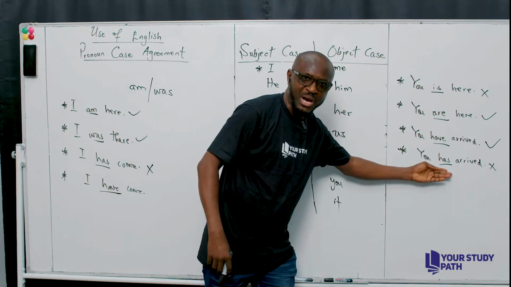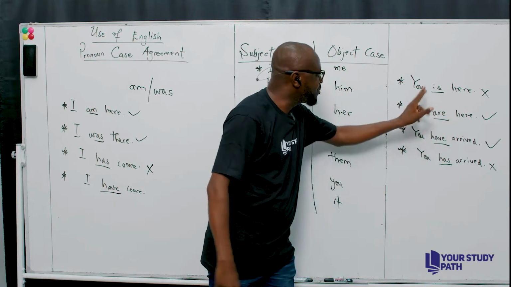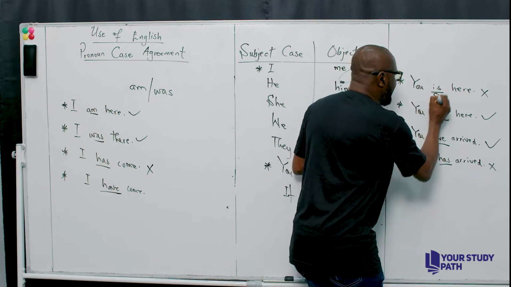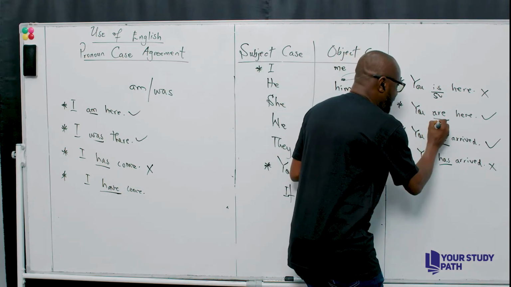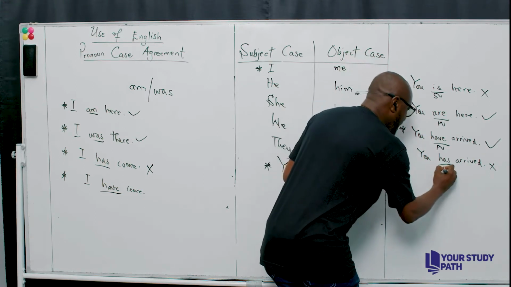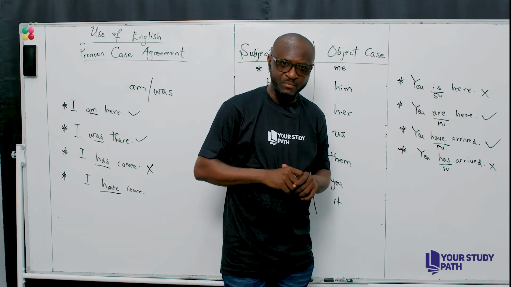We can't say "you has arrived." Wrong. "You have arrived." Correct. "You are here." Correct. "You is here." Wrong. So "is" is an SV, that's singular verb. "Are" is PV, plural verb. "Have," PV, plural verb. "Has," SV, singular verb.